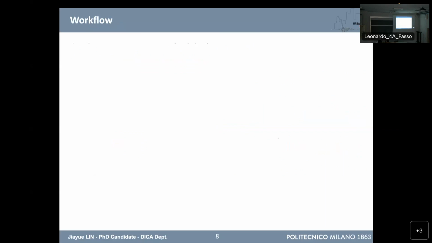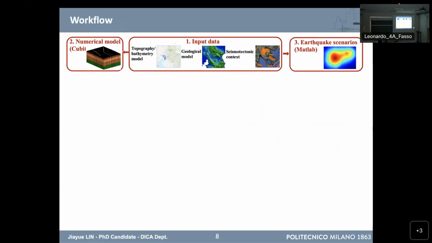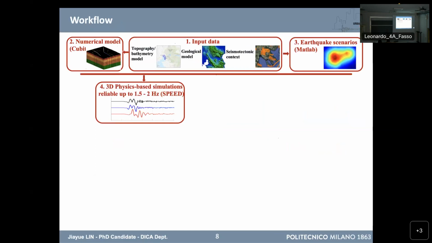And I will give a more detailed workflow about my research. So firstly, we need to collect some data, including the topography model, the geological model, and also some seismic information about this area. And then we use this data as the input to generate our numerical model using the Cubit software. And then we use MATLAB code to generate the earthquake ruptures and rupture realizations.